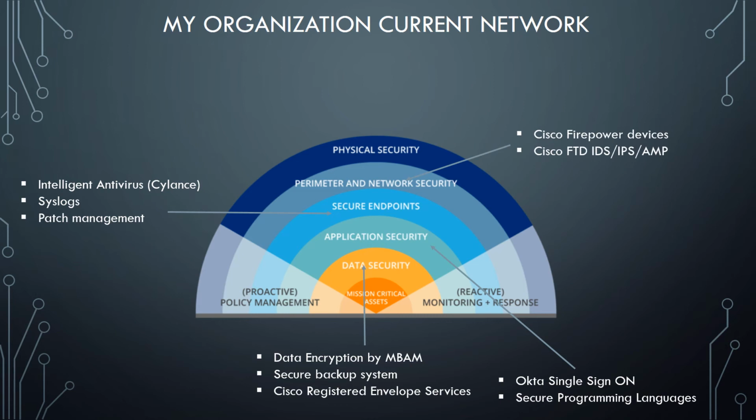And for the perimeter and network security, we have Cisco's latest Firepower Threat Defenses or FTDs, which are also called the Firepowers, and they have the advanced features of intrusion detection, intrusion prevention, and advanced malware protection. And also we have the Cisco Registered Envelope Service.